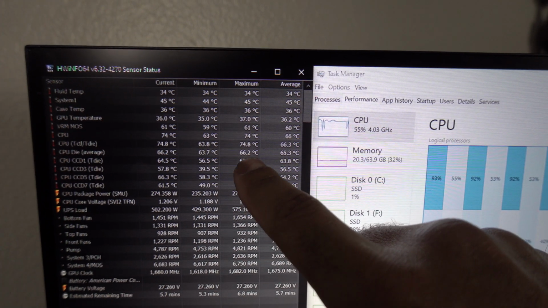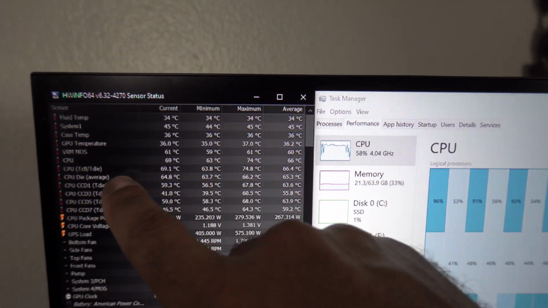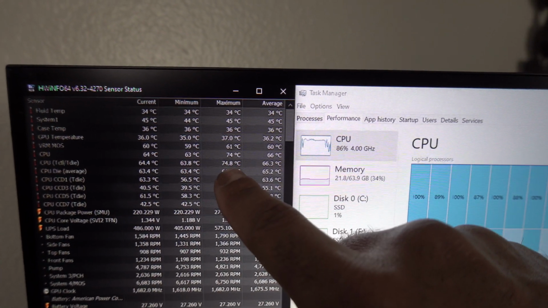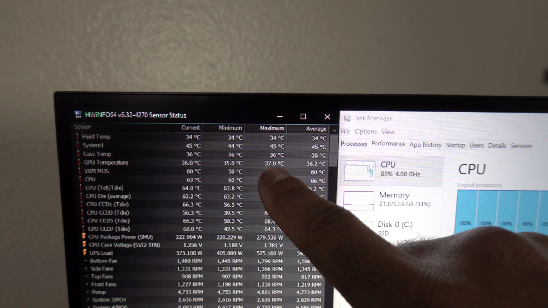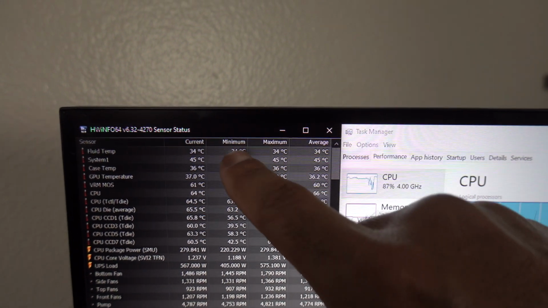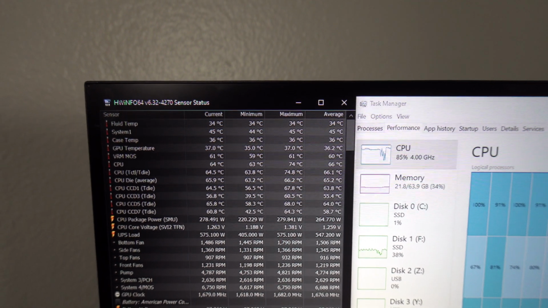Pretty much every single CCD is in the mid 60s or somewhere around there. And then even the TDI is at 74 degrees Celsius. The GPU temps are maxed out at 37, and the fluid temps right now are at 34 degrees Celsius. So really, really happy with this system.